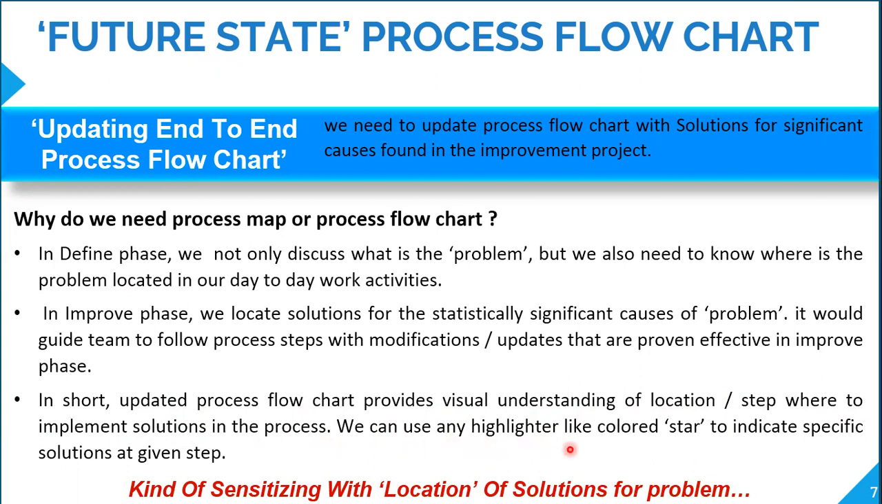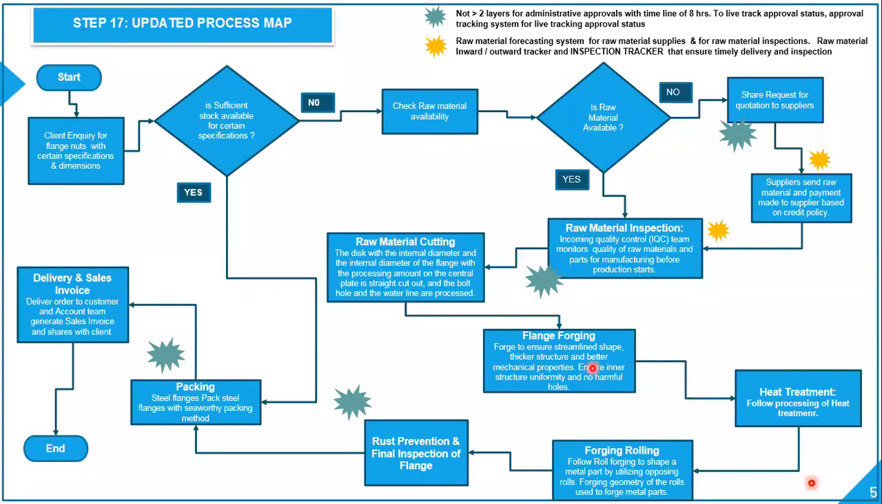We can use any highlighter, like a colored star, to indicate specific solutions at a given step. Of course, on the next slide, we'll see that example. So kind of sensitizing with the location of solutions for the problem. That's what this updated future state process map will help us with. Let's go to the next slide and see how it will look on a process map.